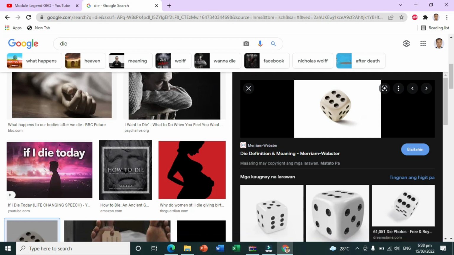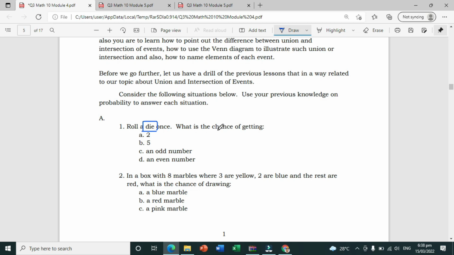So, going back sa ating lesson, what is the chance of getting 2? So, take note na ang sample space natin, pag sinabing sample space, ano yung mga possible, lahat ng mga possible outcomes na meron tayo sa ganito na situation. So, syempre, ang sample space natin, ililista muna natin. So, merong 1, merong 2, merong 3, merong 4, merong 5, at saka merong 6. So, wala ng 7. Okay.